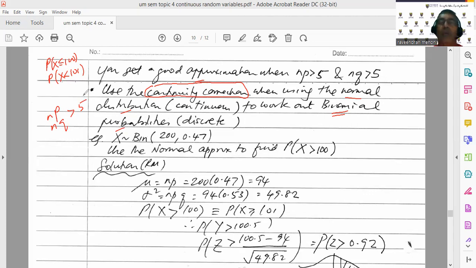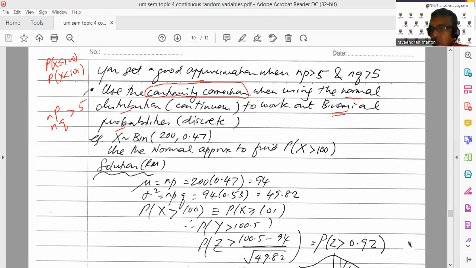That's a rule of thumb. Again, you get a good approximation when NP and NQ are both bigger than 5. That's a rule of thumb you'll find in many statistics books, okay?